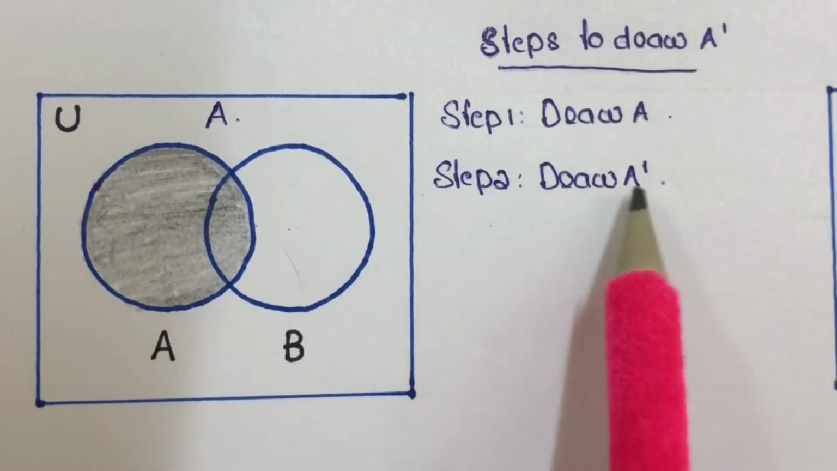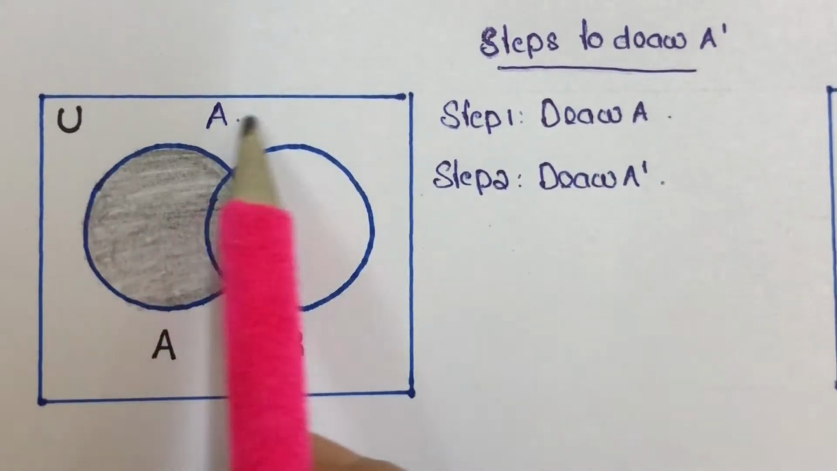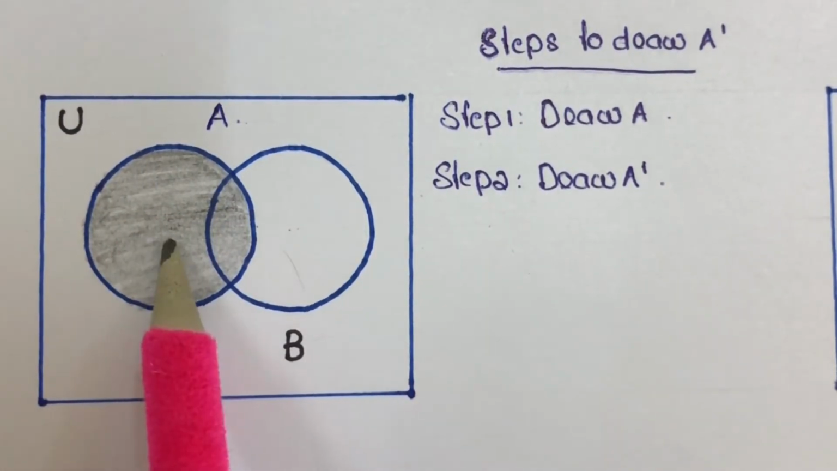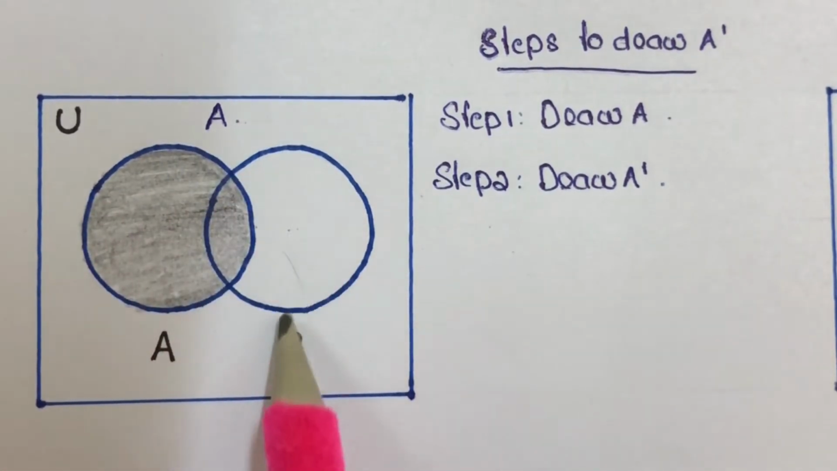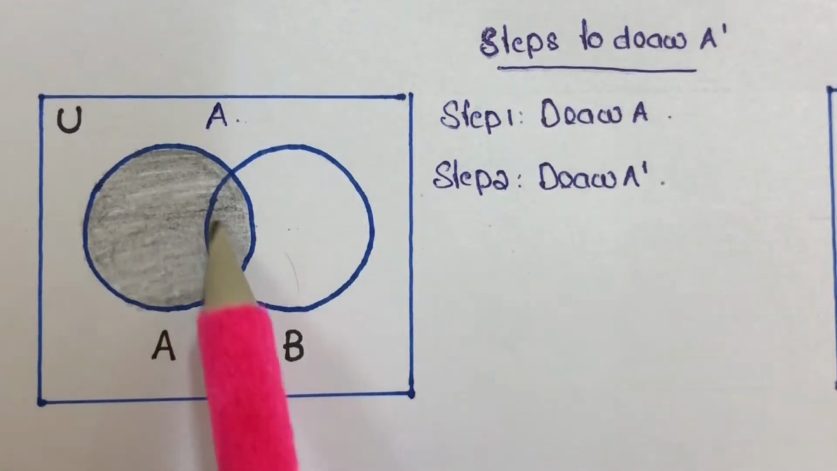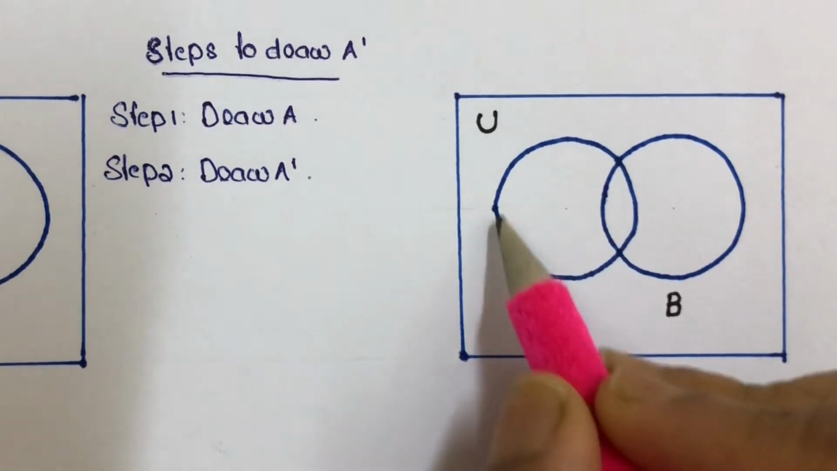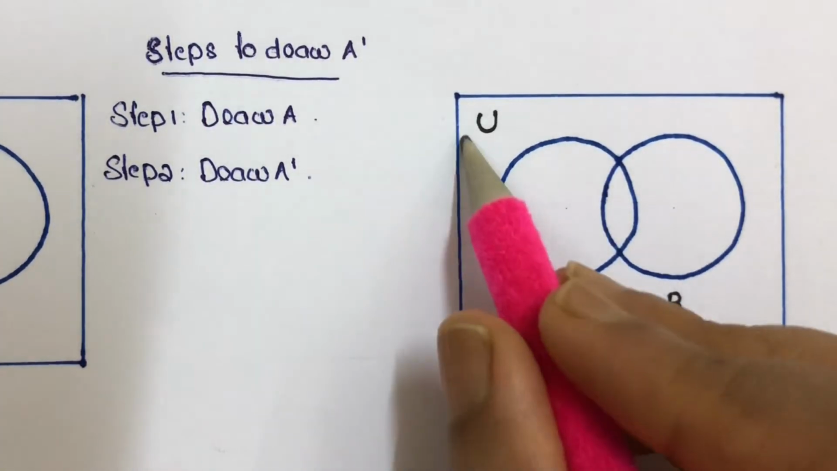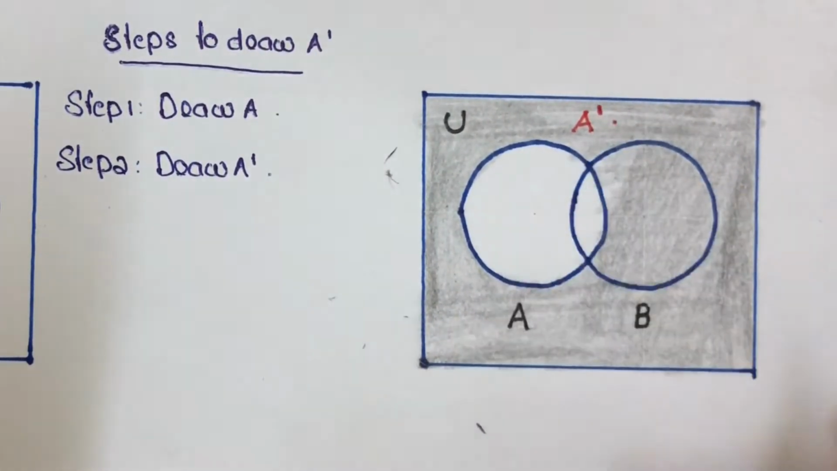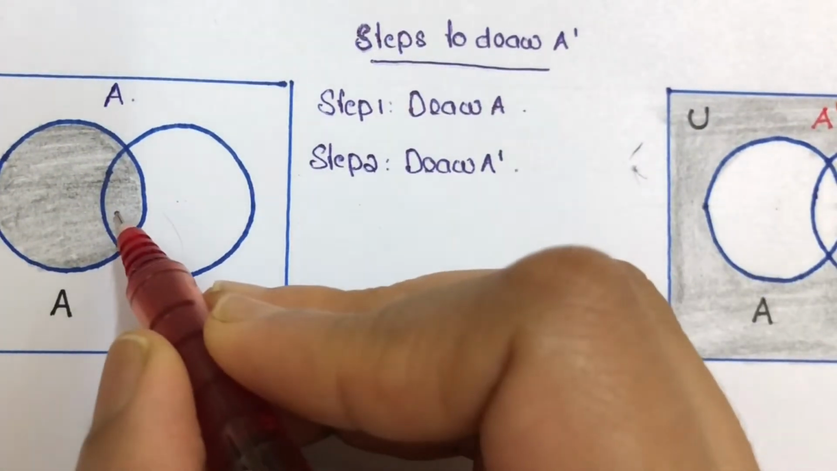Now step 2, draw A dash, or A complement. Complement of A will be the remaining set of elements in the universal set other than set A. That is the remaining area of the universal set other than A, meaning all this area except this area. So except this region, you can shade all other area of the universal set. Now this is set A complement. This area is not included as it is included in set A.